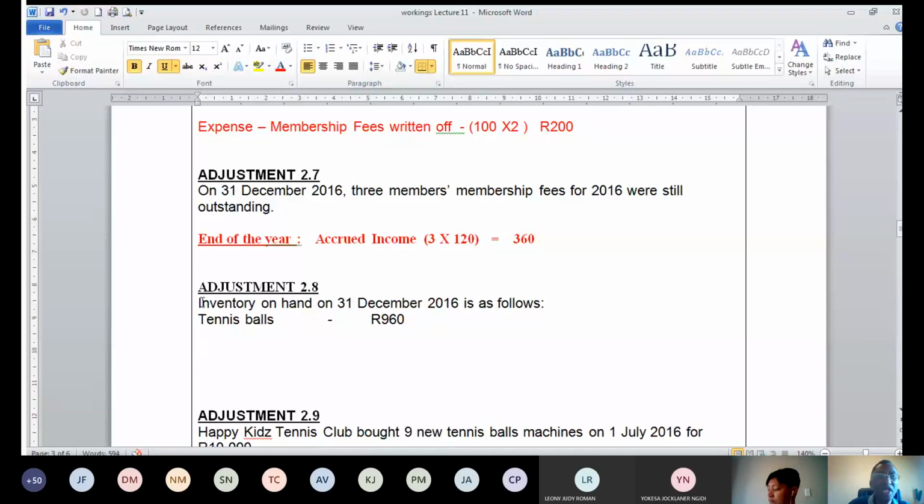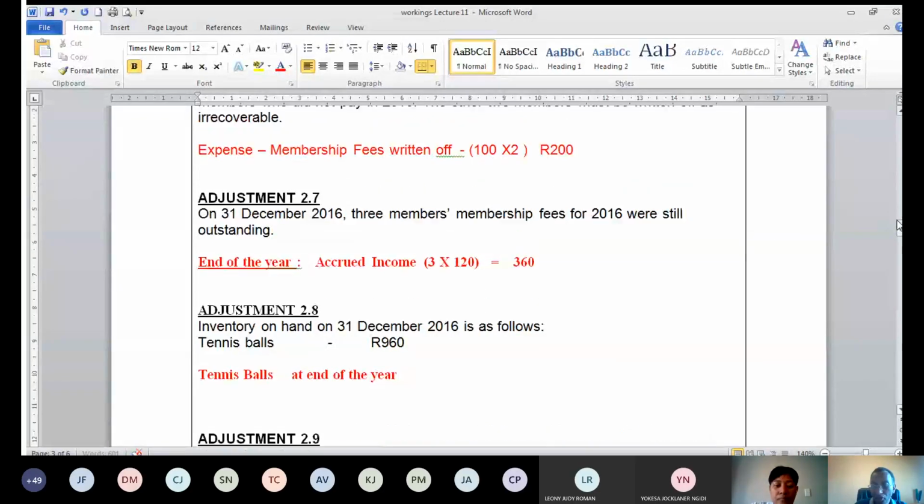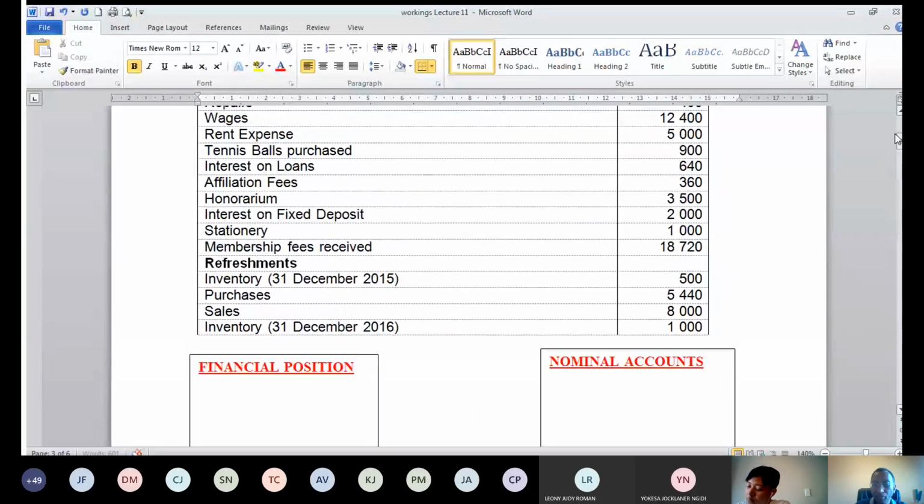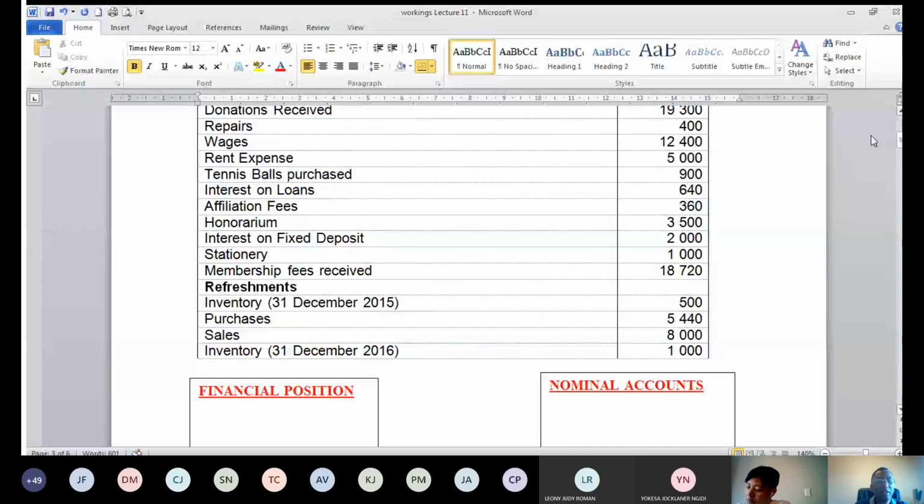Right, guys, our next adjustment, we turn our attention now to 2.8. Take a look at our adjustment under 2.8. The guys tell you that your inventory on hand at the end of the year, you have still got tennis balls on hand of 960 Rand. Now this tennis balls on hand, guys, will now impact on our tennis balls account. And this is now the value of my tennis balls at the end of the year. Go to your list of accounts now, guys. And let us take a look at tennis balls.